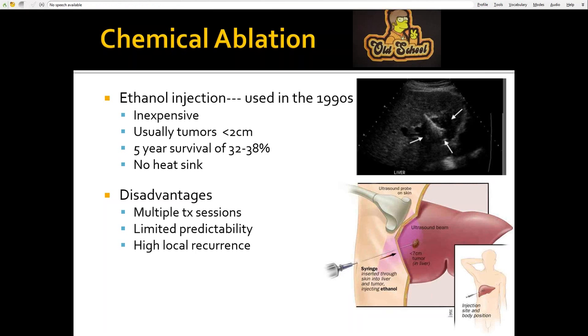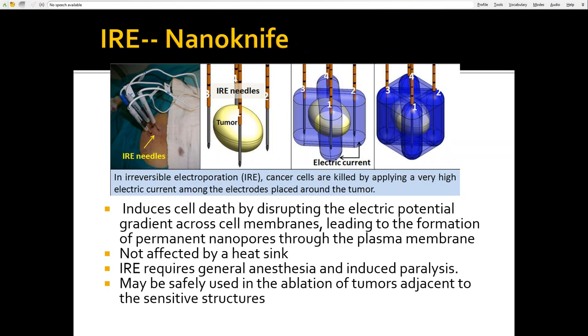Doesn't have the greatest 5-year survival time, 32, 38%. No heat sink effect, so it really doesn't matter what these lesions are adjacent to per se in terms of vessels. You just have to be very careful when injecting the lesions because ethanol can be very toxic to arteries and vessels and things along those lines. So it's a little bit limited in its predictability, and again, it's not really used very often, but it's more for historical purposes here.